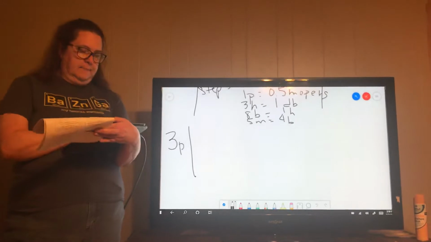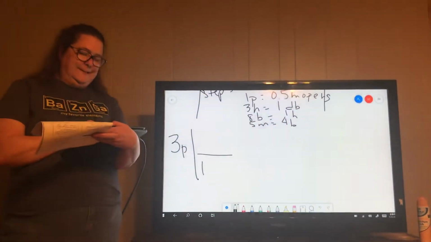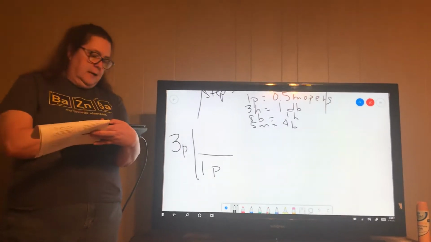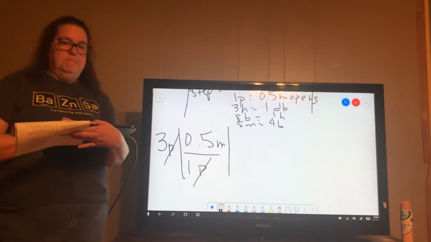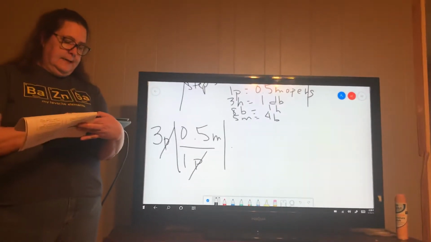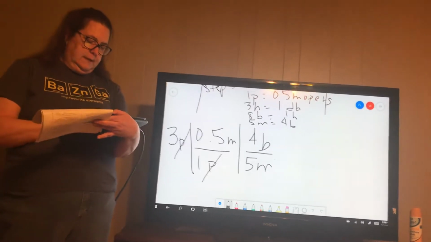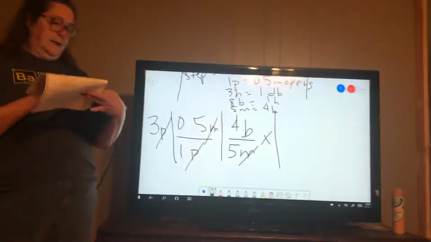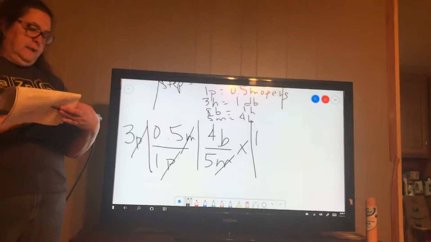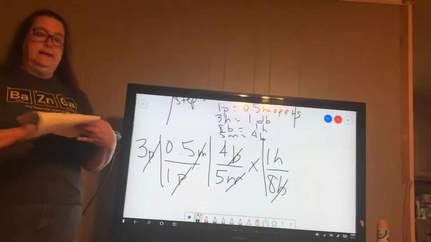So I'm starting off with 3 Piccadillys, okay? So the first conversion factor, I want to get rid of the Piccadilly, so 0.5 mopers. Okay, so that gets rid of the P's. Now I can see I have 5 M equals 4 boopers. The M's cancel out. And some of your worksheets are going to have these crazy names also. 1 hedgehog equals 8 boopers, so that cancels the B's out.